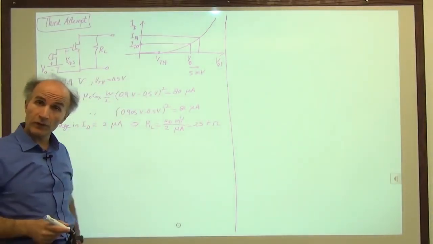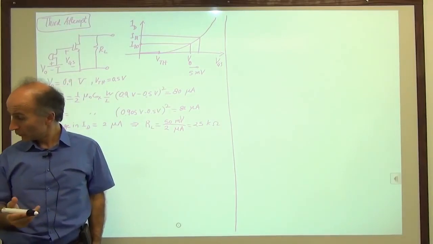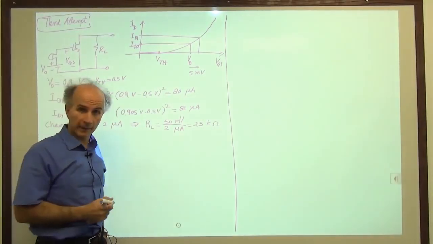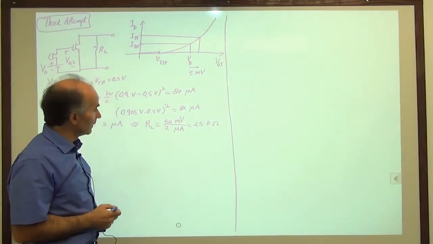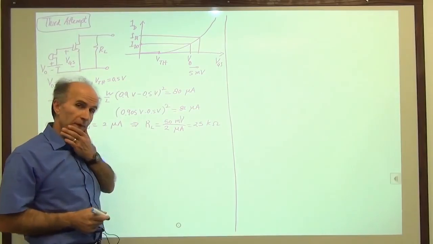So the resistor value is much more reasonable than before, right? Before we had how much? 4 mega ohms. Now we have 25 kiloohms. So that's much more respectable. All right, so this tells us something very important.